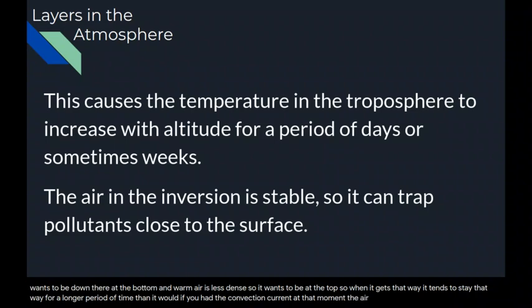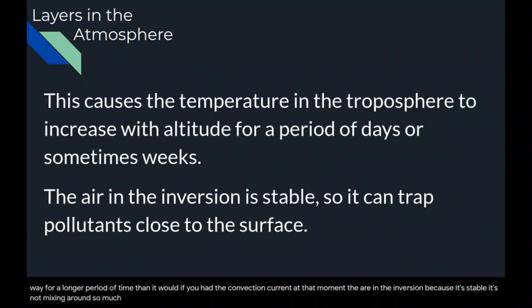The air in the inversion, because it's stable, is not mixing around so much, so it can trap pollutants down close to the surface. You see this a lot in big cities, like the Los Angeles area in California. That's where you get a lot of smog, and it gets stuck there for a long time.